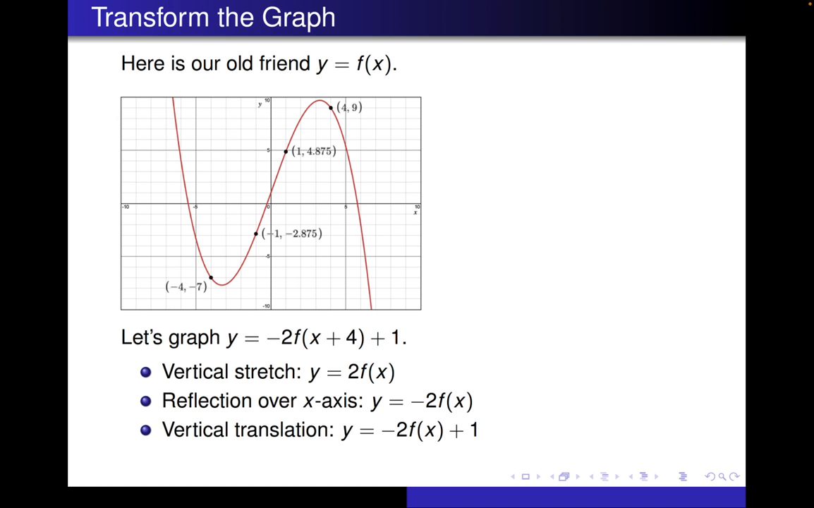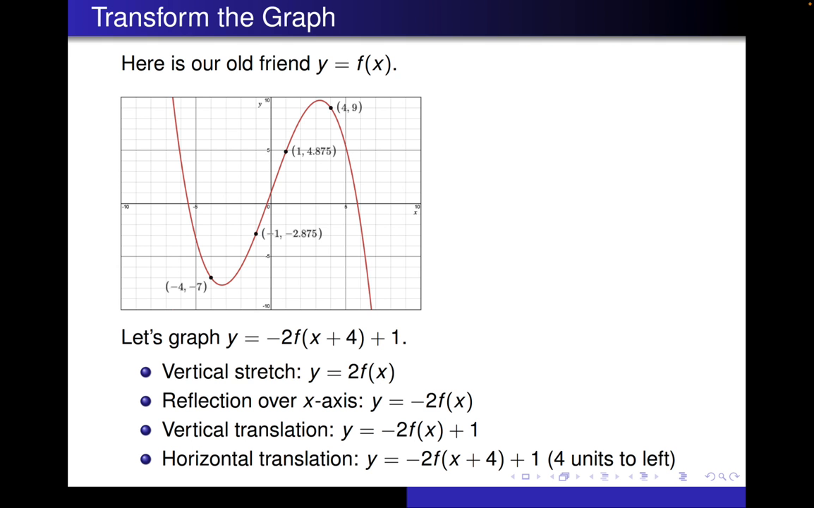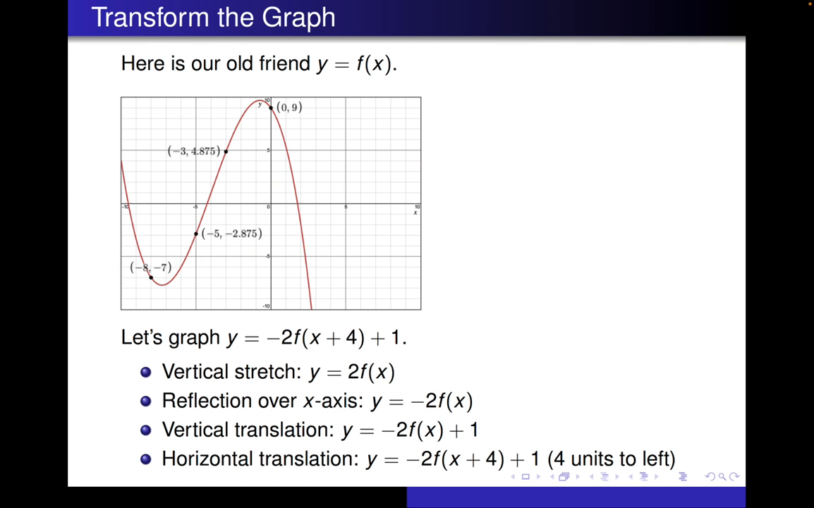Because everything is the same, except instead of x plus 4, which we want, we just have plain old x in the f. So we want f of (x plus 4), but all that is doing is taking our x, replacing it with x plus 4, and that is simply a horizontal translation. So we're going to have negative 2 f of (x plus 4) plus 1, and that is a horizontal translation to the left. So we're going to move it 4 units to the left, and there it goes.